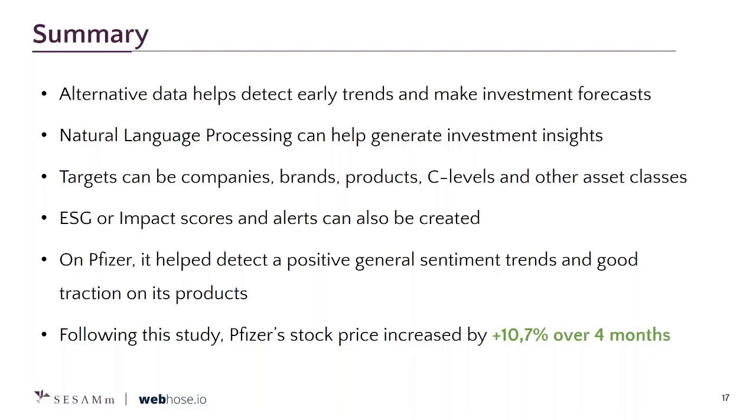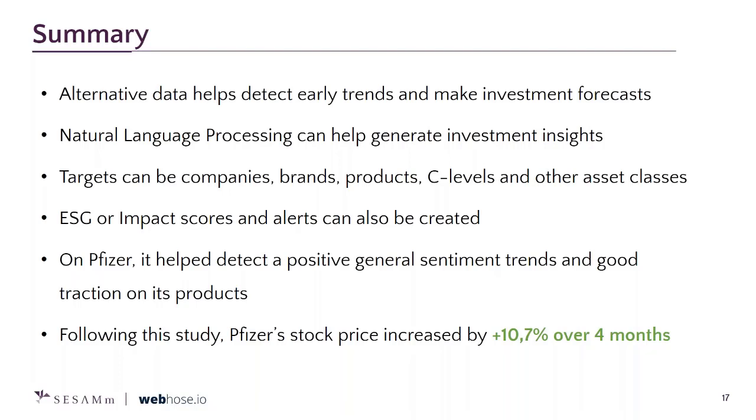Finally, we also see that targets can be companies, brands, products, or C-levels. I haven't talked about C-levels in this presentation, but we would have been able directly to generate a score on the CEO of Pfizer. But please note that we can explore other asset classes. We're doing a lot of asset allocation, forex trading, risk hedging, ESG scores at index level, etc. So we're not specifically limited to companies in that context.